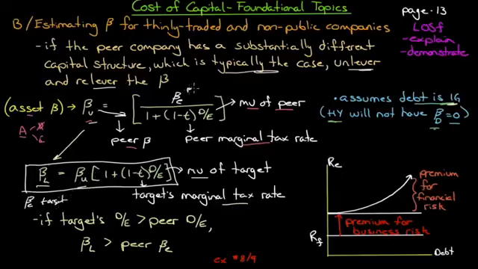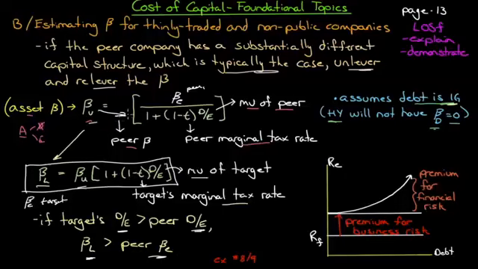This is the peer, right? And then we're using the target's data to get a beta here. If the target's debt equity ratio is larger than the peer's debt equity ratio, the levered beta, once we relever it, will be greater than the peer's equity beta.